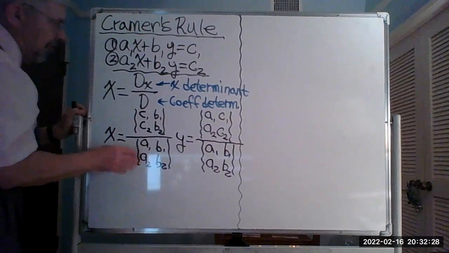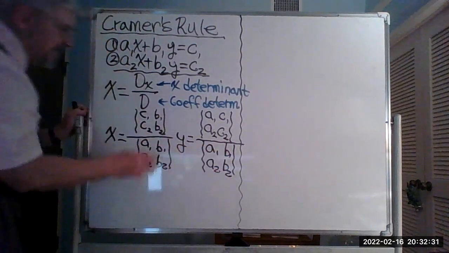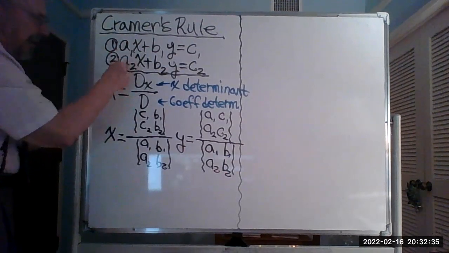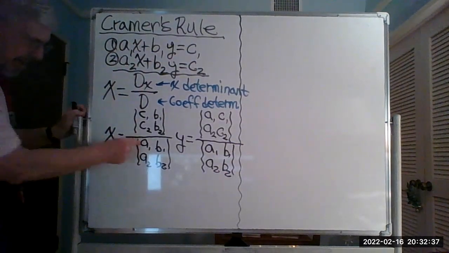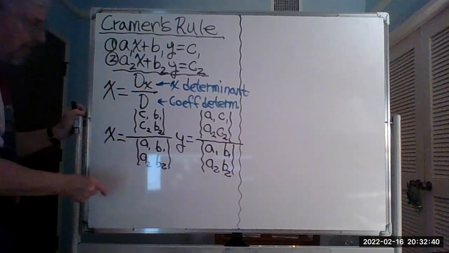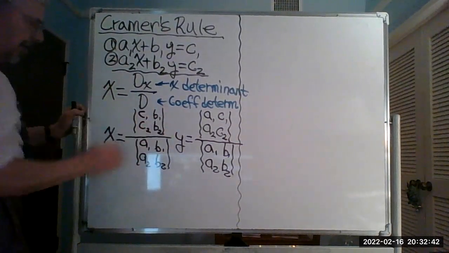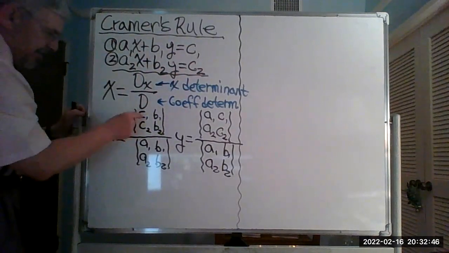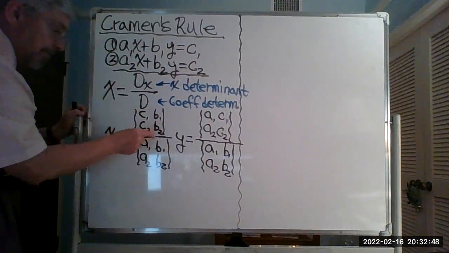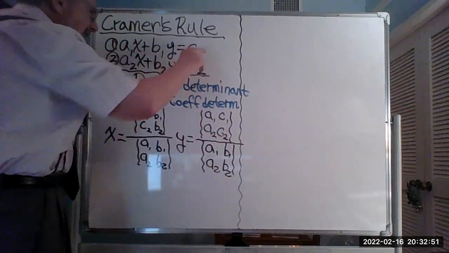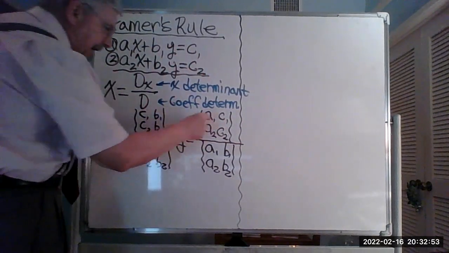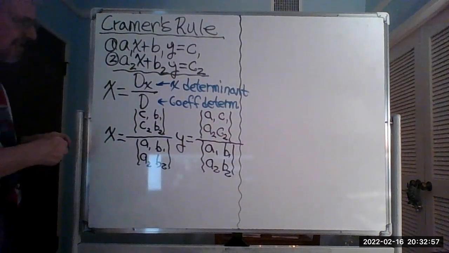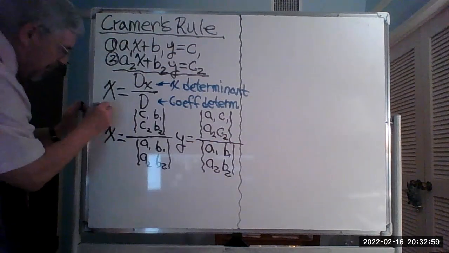So for the x's, first off, the denominator is the coefficient determinant. It's the determinant of these four numbers, A1, A2, B1, B2. The numerator for the X, I take the C's and I put them into the X column. So C1, C2, B1, B2. For the Y's, I take the C's and I put them into the Y column: A1, A2, C1, C2. And that, ladies and gentlemen, boys and girls, is Cramer's rule. Right there.